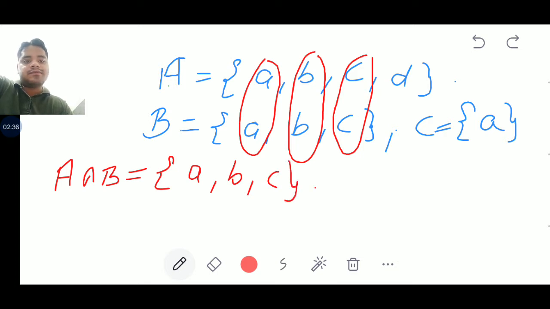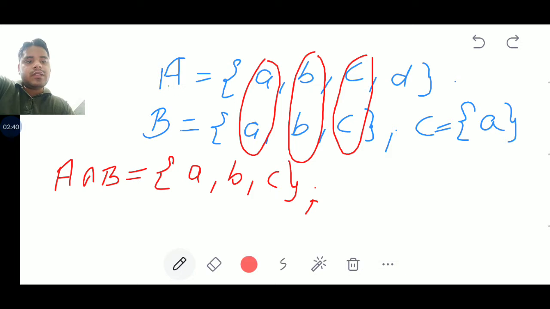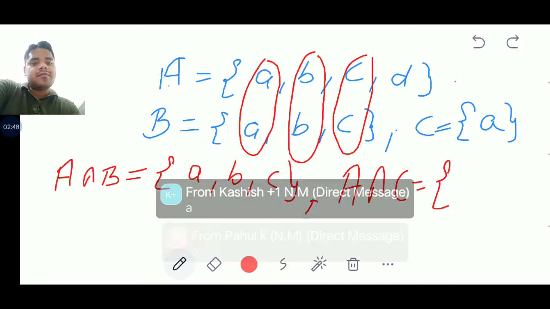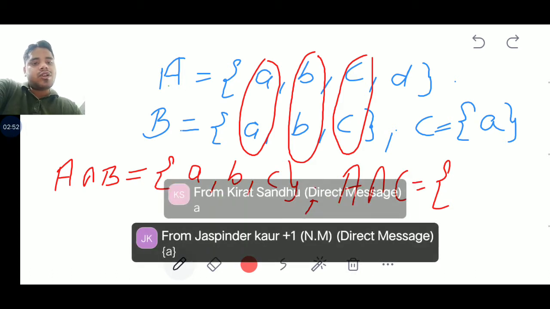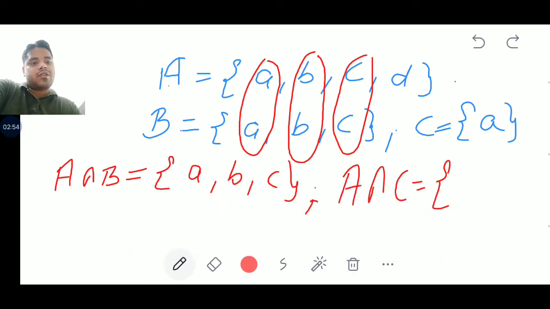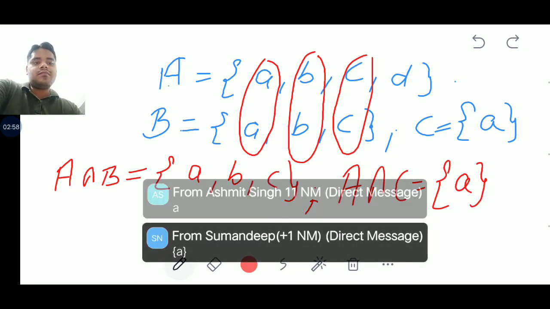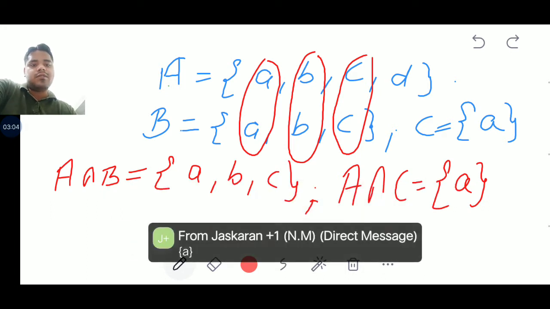Simple as that. Can you tell me what is the value of A intersection C? Very good, Kashish. Good. Not only a, curly bracket में लिखना पड़ेगा because intersection is a set. So only one element is common between these two. Very good.